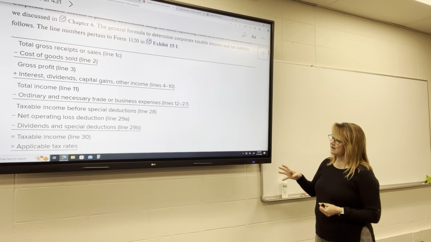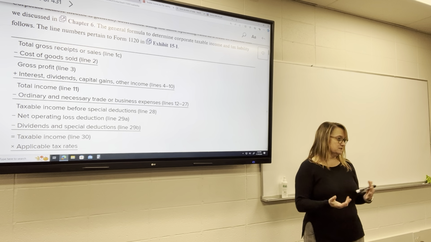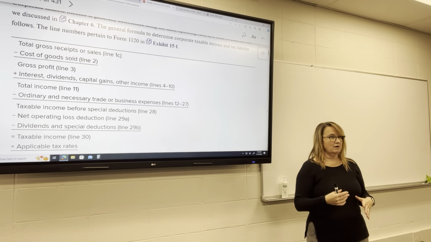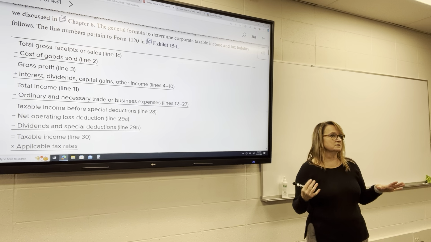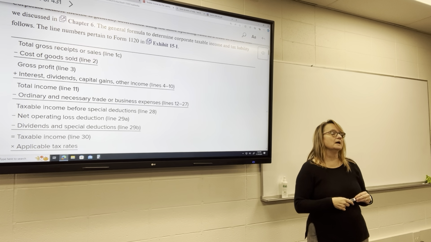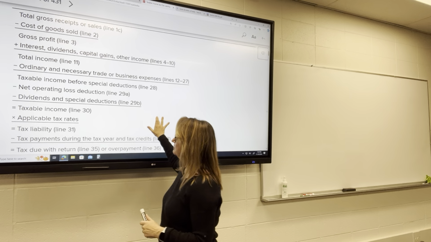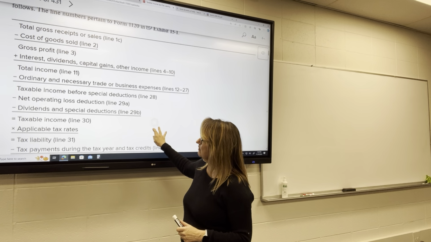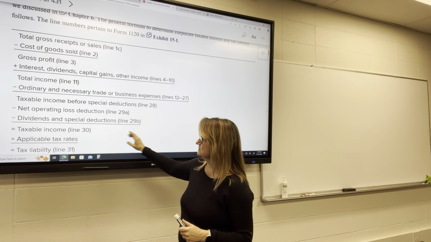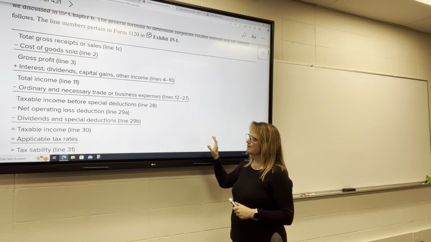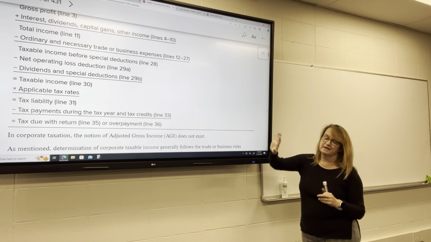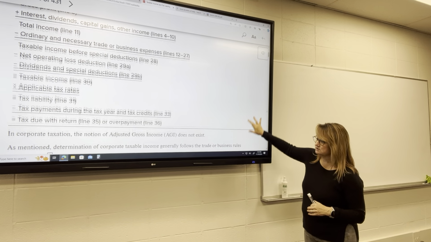So we don't have that concept here, which means our credits or deductions, well, I shouldn't say that. Some of our credits or deductions may still be dependent on our taxable income. But we don't have this, it's dependent upon our adjusted gross income.